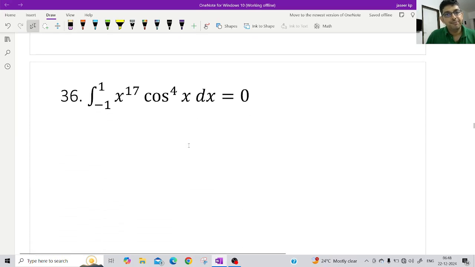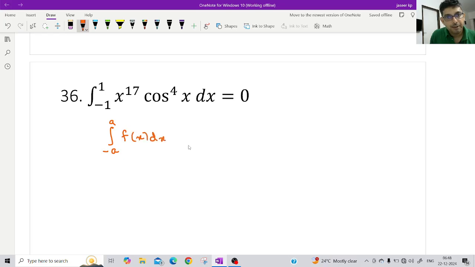X to the power 17 cos to the power 4x from minus 1 to 1. So here we are using the result integral minus a to a f of x dx equal to 0 if f of minus x equal to minus f of x.